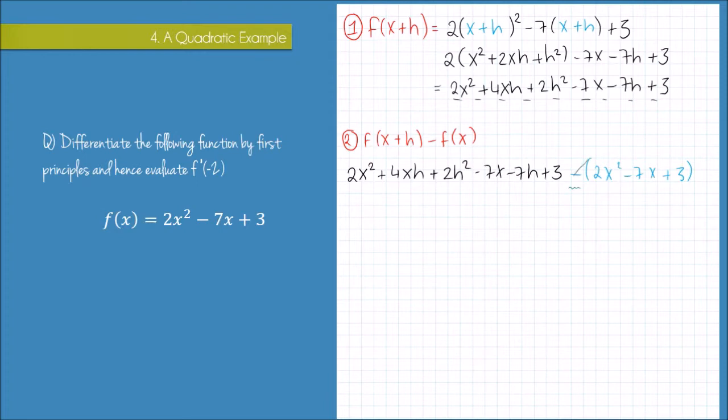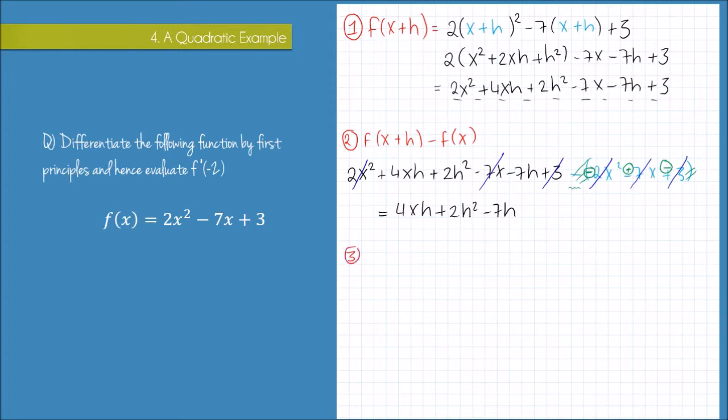What I'll do is I'll get rid of the brackets here and just change the sign of everything inside. So that becomes a minus 2x squared. This becomes a plus 7x and then a minus 3 at the end. Now we can check if any terms in this expression cancel. And they do. The 2x squared here at the beginning cancels with the minus 2x squared at the end. The minus 7x here cancels with the plus 7x, and I also have a plus 3 and a minus 3. So what does that leave me with? I have 4xh plus 2h squared minus 7h.